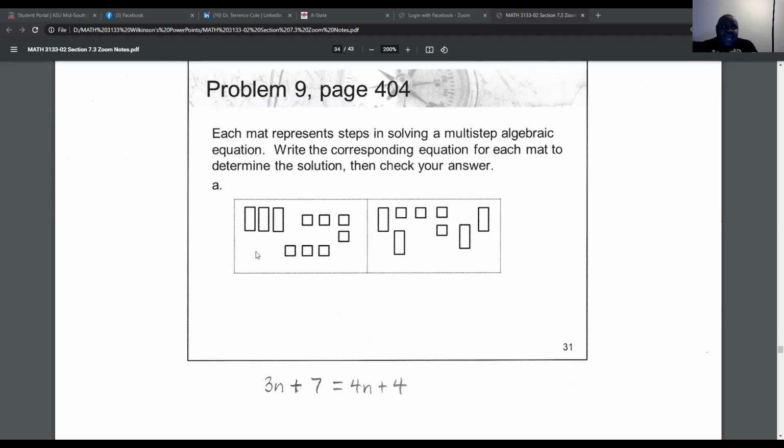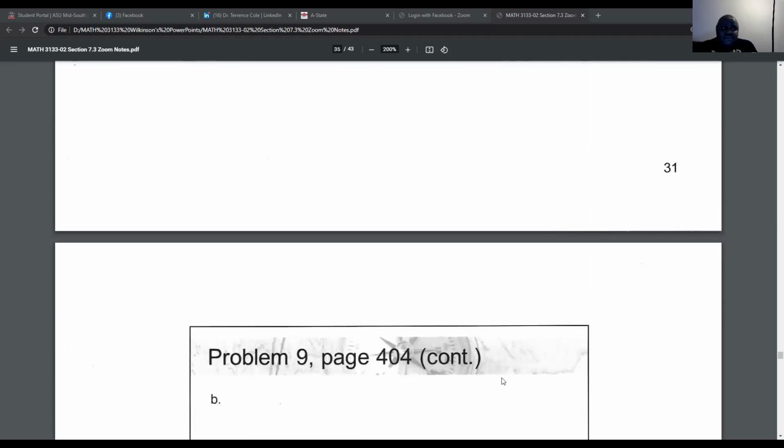Okay, so in part A, this is what the map looks like. So notice I got 3 n tiles, that's 3n, and 7 1 tiles, plus 7. The right side, I got 1, 2, 3, 4 n tiles, that's 4n, and 1, 2, 3, 4 1 tiles, that's a plus 4. So that first equation that I'm trying to solve is that 3n plus 7 is equal to 4n plus 4.